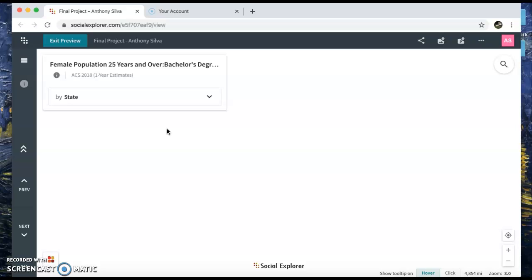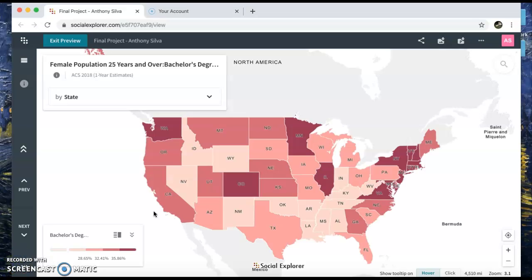So for this one, if it will load, not really sure why this isn't loading. Give me a second. Okay, I'm back now. I had some Wi-Fi problems, but it should be better now.